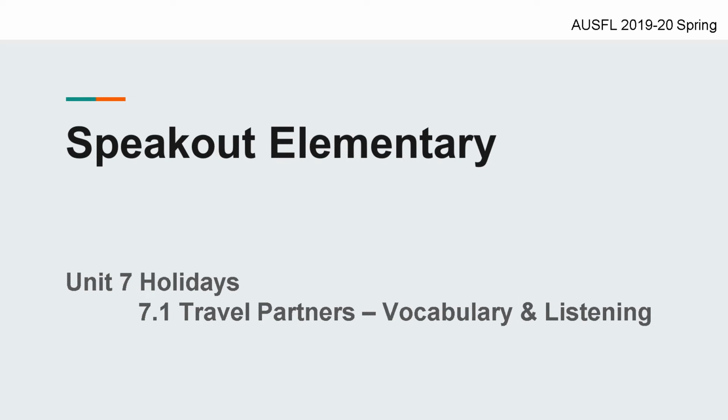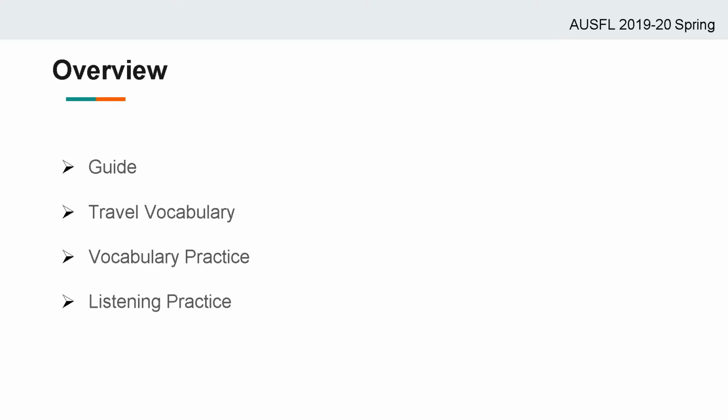Speak Out Elementary, Unit 7, Holidays, Section 1, Travel Partners, Vocabulary and Listening. In this lesson, we will focus on some travel adjectives, do exercises, practice listening and speaking, and see suggestions for further study and practice. But first, let's have a look at what the symbols and labels mean in this video.